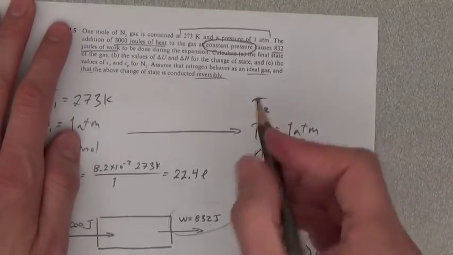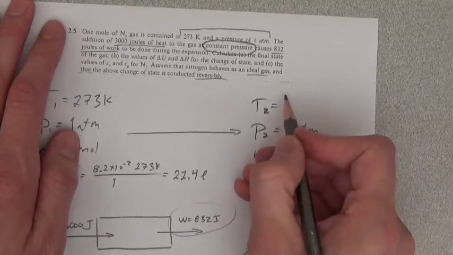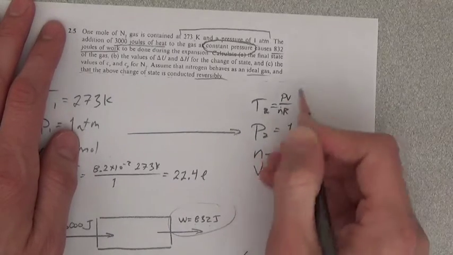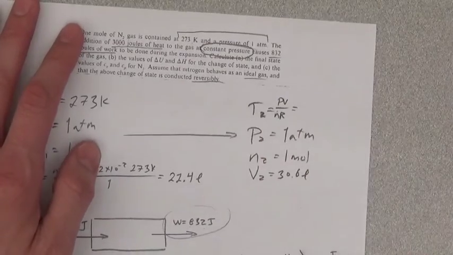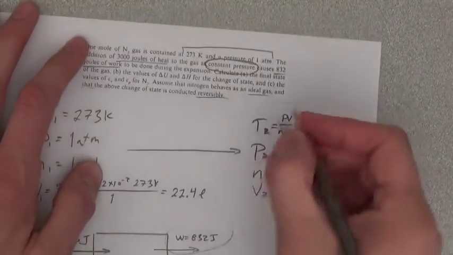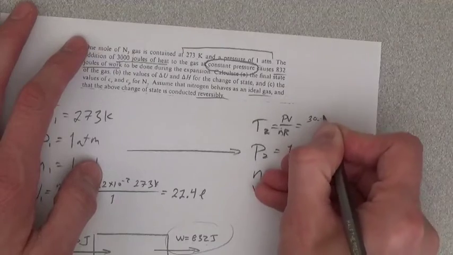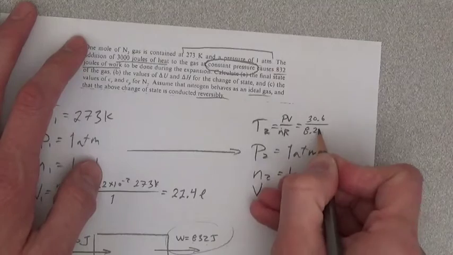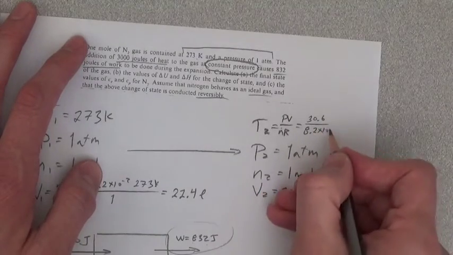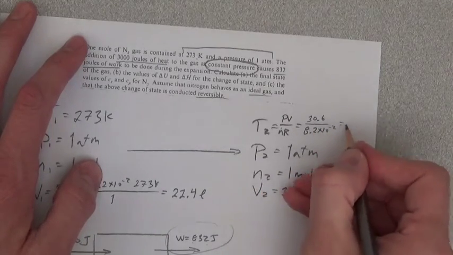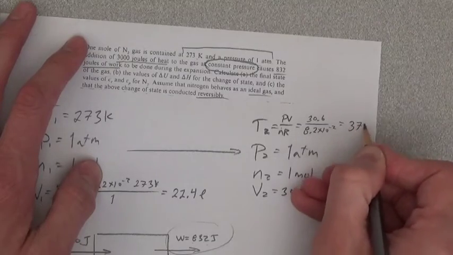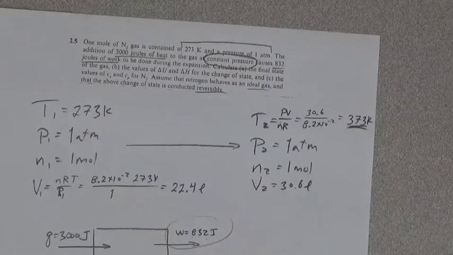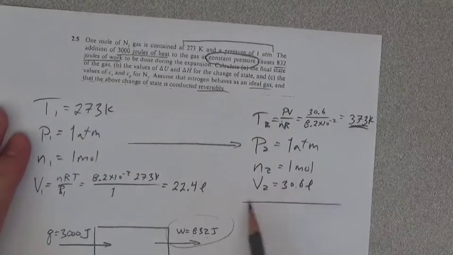Then that lets us use the gas law to write PV over NR is equal to 30.6 divided by 8.2 times 10 to the minus 2 is equal to 373 K. Okay, so we've got the final state.